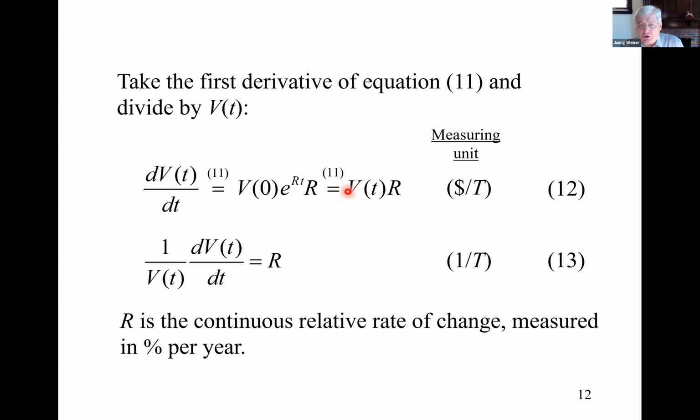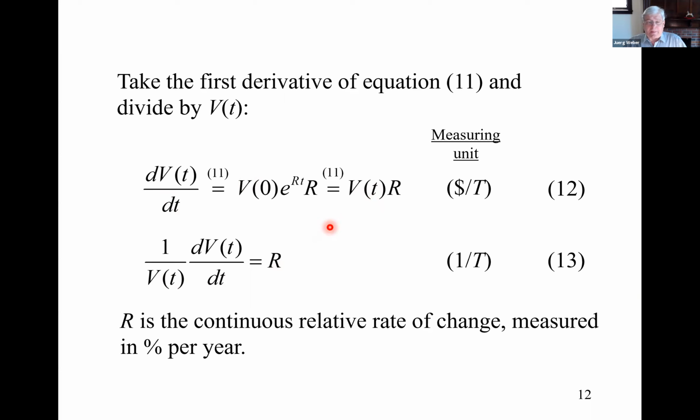So you arrive at the relative growth rate simply by dividing the absolute growth rate by Vt. So you have the absolute growth rate here. You divide by Vt, you get the relative growth rate, which is just the interest rate. If you divide by Vt here and here, then on the right side, Vt will cancel out.